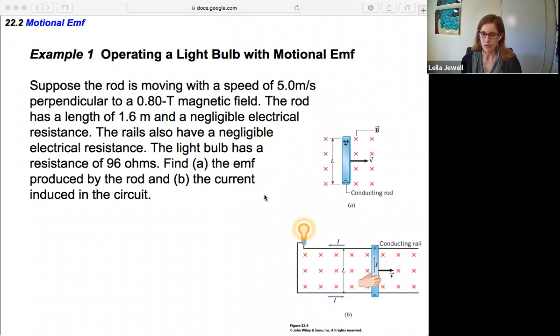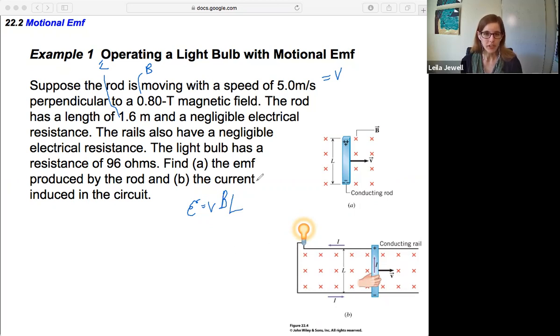All right, so let's take a look at what this problem has given us. First it mentions the speed, so that's going to correspond to our V. And then they mention a 0.80 Tesla magnetic field, that will correspond to our variable capital B. And then it tells us even the length of the rod, so that sounds like our L. We're now in very good shape to calculate our EMF, since we know that our EMF is equal to V times B times L, since they are all perpendicular here.